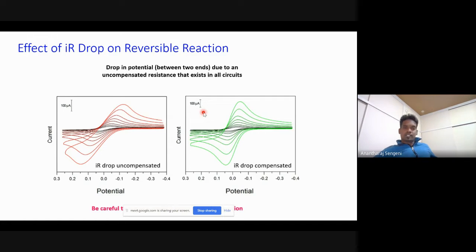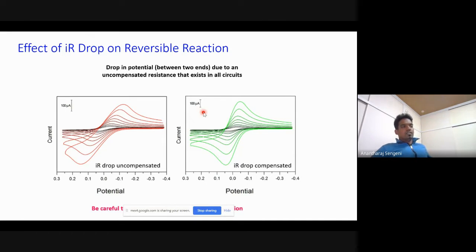So IR drop, as the name suggests, is a potential drop. We know I into R is equal to a potential as per Ohm's law, right? So it is a potential drop that is occurring due to the resistance that exists in all DC circuits. And in essence, in all circuits, irrespective of AC or DC, there is a resistance which is unavoidable or uncompensatable. That is why this resistance is technically called uncompensated resistance, because you cannot compensate it.